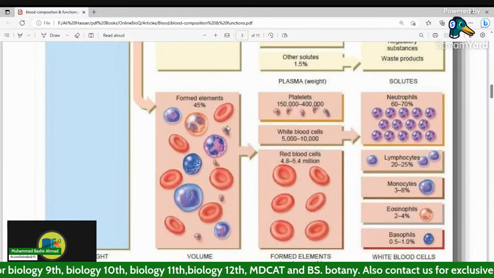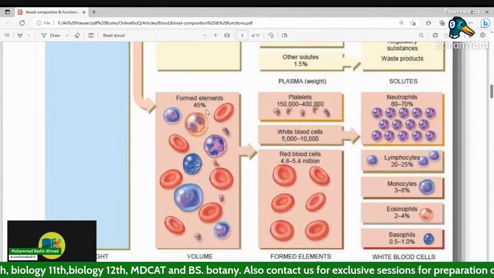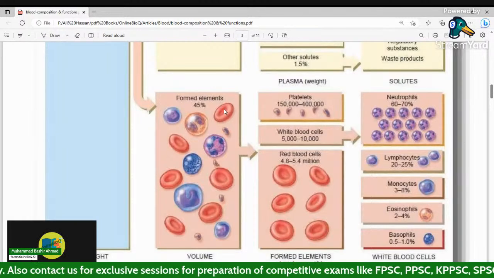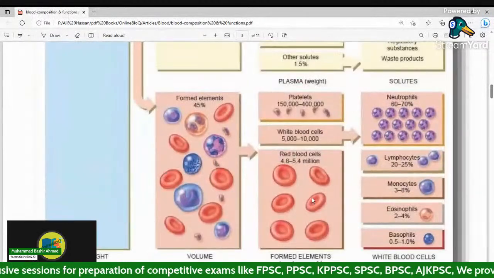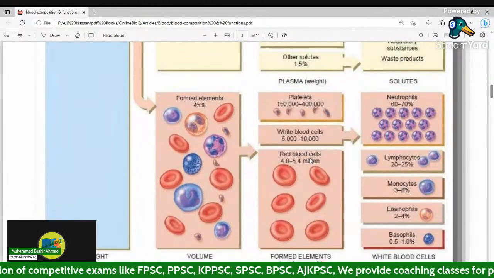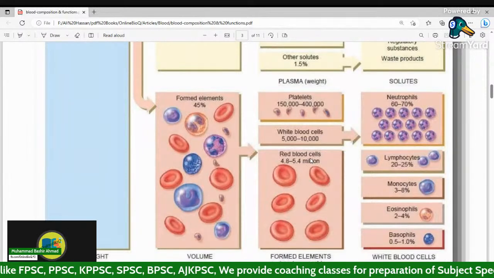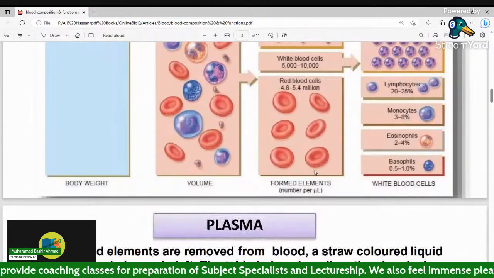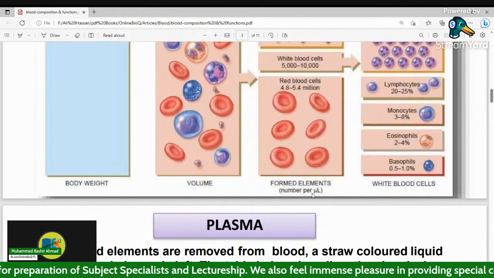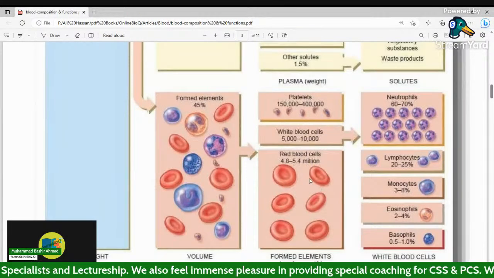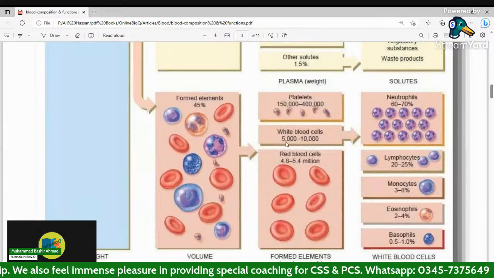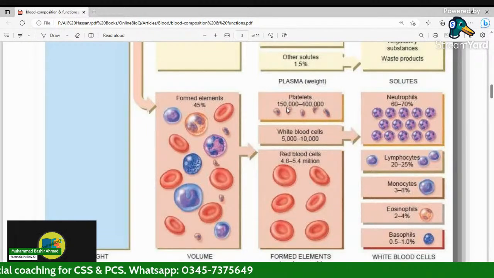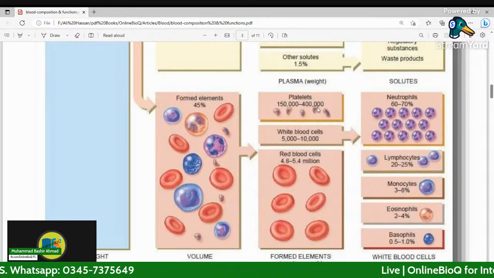When we talk about formed elements or blood cells, these mean red blood cells, white blood cells, and platelets. Here we see that red blood cells are present in much higher amount. These make 4.8 to 5.4 million per microliter of blood. White blood cells are present about 5,000 to 10,000, and platelets make an account of 1 lakh 50,000 to 4 lakhs.